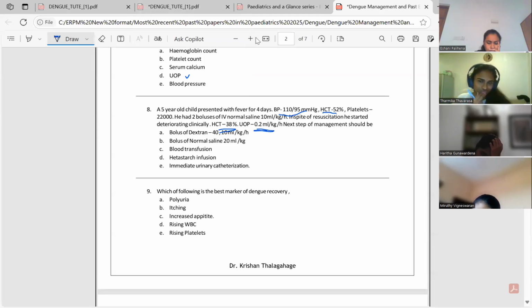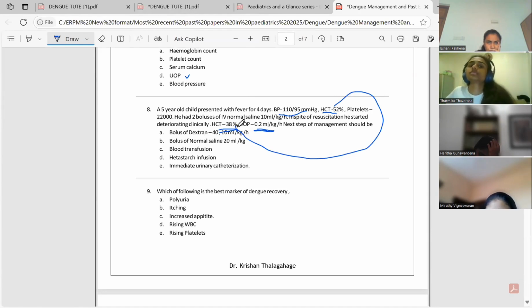Anyone? Should be blood transfusion. Yes, you see, the child is deteriorating. Hematocrit is dropping, from 52 it has become 38. Hematocrit is dropping and the child is deteriorating, fluid refractory shock. As was mentioned, you need to think about A, B, C, D. He must be bleeding, isn't it? It is because of bleeding that the hematocrit drops. Not responding to the fluids, you have to think about bleeding. So you need blood transfusion.